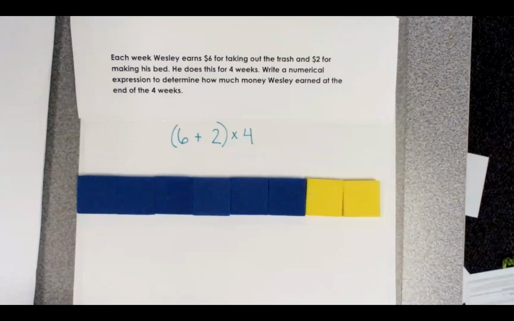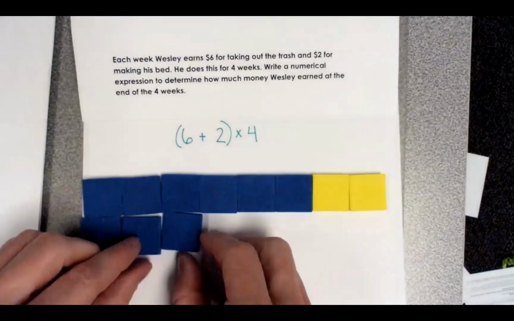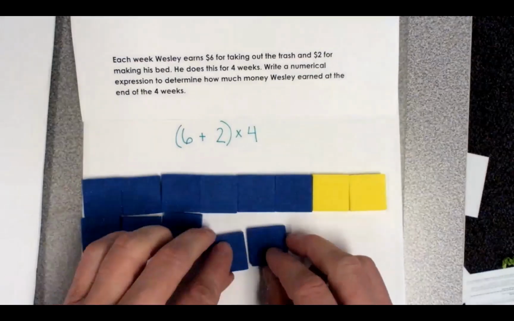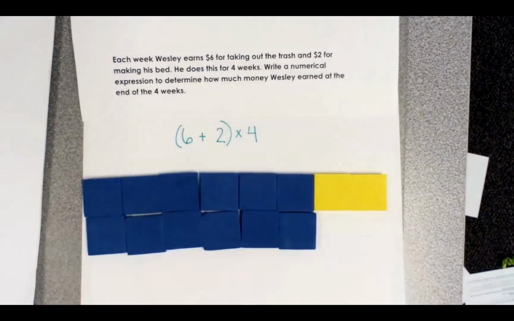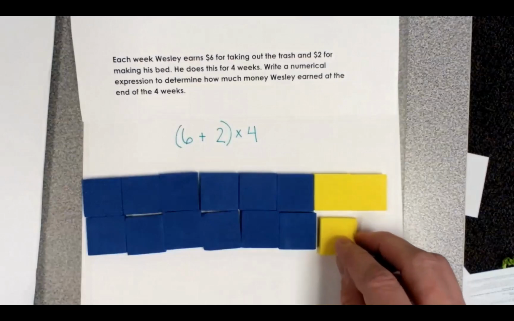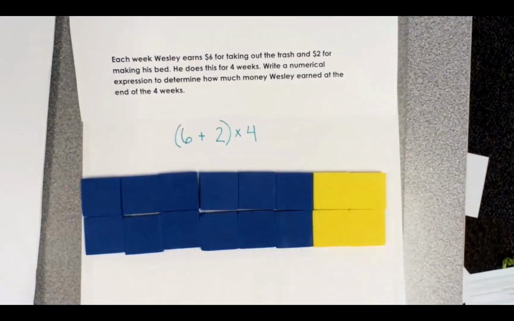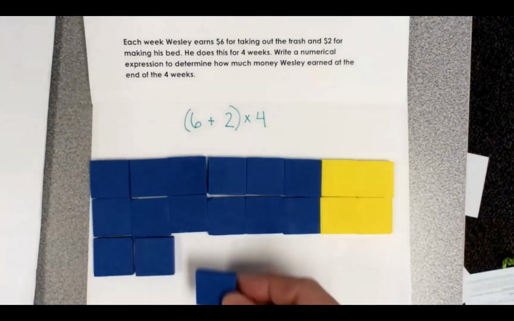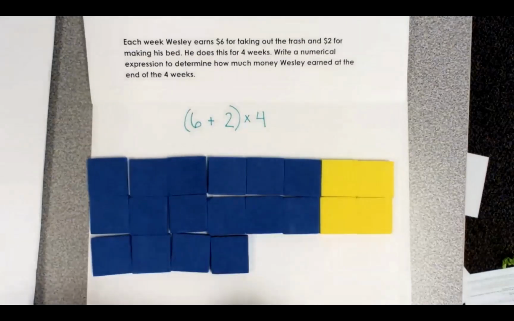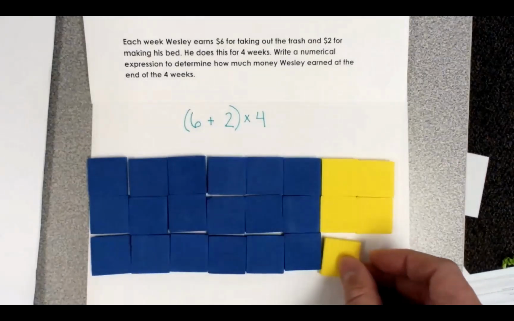So if I'm doing this for 4 weeks, I've already got 1 week there. So I'm going to go ahead and get my second week in there. Again, I pre-stacked these just to make that part a little bit faster. So there is the trash and making his bed. That shows me 2 weeks. I'm going to keep going. Again, week 3, he's making $6 for taking out the trash. And he's making $2 for making his bed.